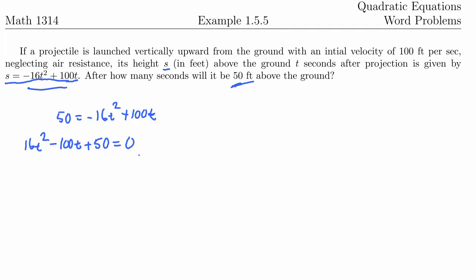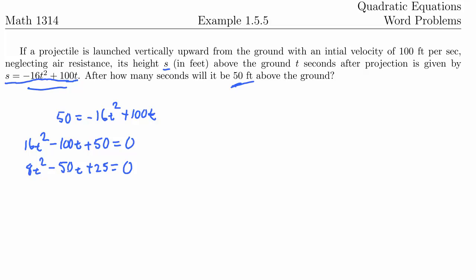Now look at the equation again. 16t squared minus 100t plus 50 is equal to 0. 16, 100, and 50 all share a common factor. What is it? Well, I'm not entirely positive, but I know 2 is in common, so I'm going to divide everything by 2. That gives me 8t squared minus 50t plus 25 is equal to 0.